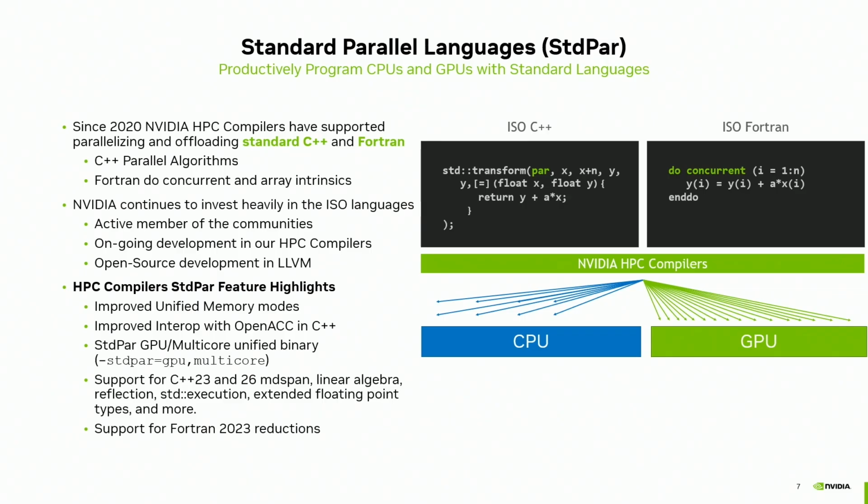Now, to give you just a very brief summary of some of our most recent highlights for HPC compilers, STDPAR, we have improved both unified memory mode and interoperability with OpenACC in C++. Last but certainly not least, our NVIDIA HPC compilers can now generate a single binary that is capable of parallel execution on either multi-core CPUs or GPUs using the STDPAR programming model.